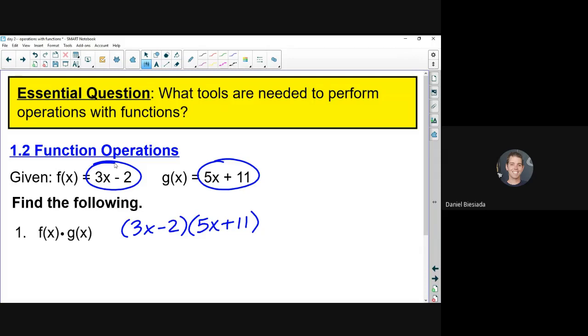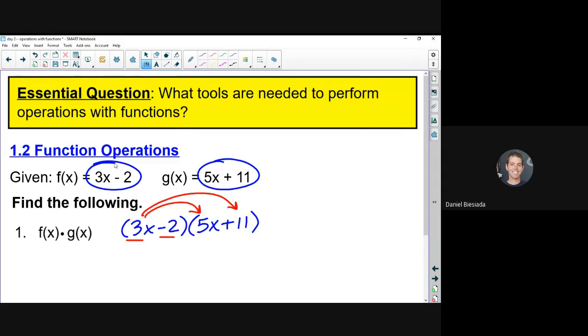Now, there are various ways of doing this. Some teachers use the box method, the lattice method it can be called. I simply like to distribute. So what that means is however many terms are in the first set of parentheses, that's how many times I'll need to distribute. In this situation, I've got 3x and I've got negative 2, and both of those will need to be distributed to the second set of parentheses. So I'll take my 3x multiplied by 5x, and also multiply the 3x by the 11.